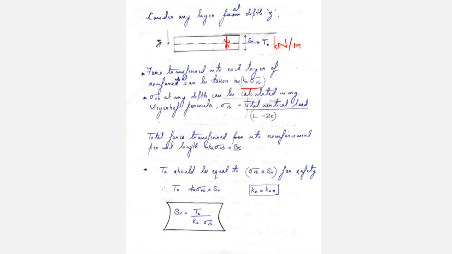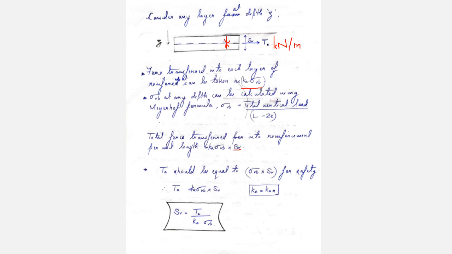Okay, so the contributory area from where the forces will be transferred into each layer of reinforcement will be half the spacing above and half the spacing below. Thereby we'll get the total force transferred into the reinforcement layer. Now for safety, this total force should be equal to the allowable tensile strength of the reinforcement.